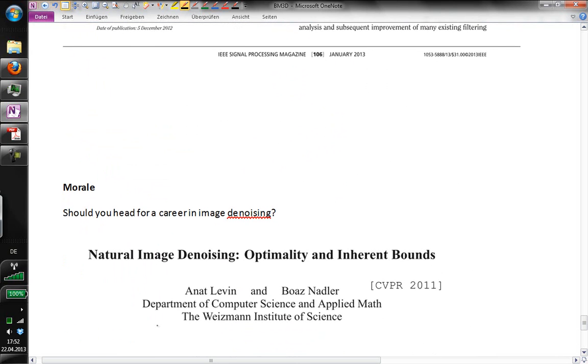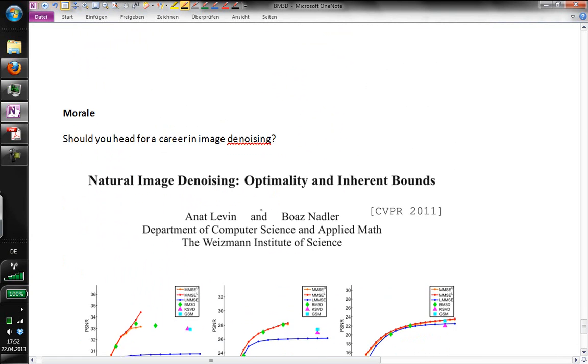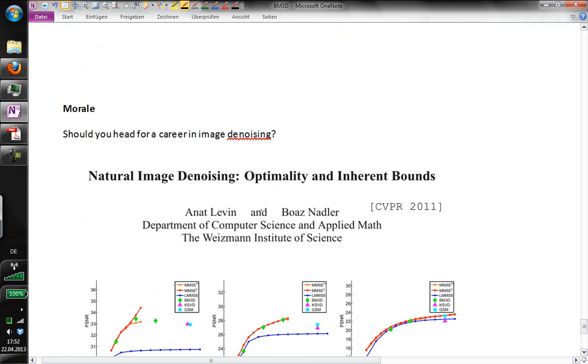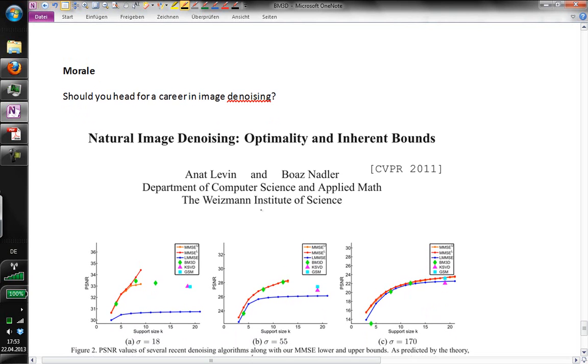So, I repeat the question by Boaz Nadler: should you go for a career in image denoising? They have a paper out in 2011, Boaz Nadler and Anat Levin, where they say that at least for small patch sizes, we are pretty much at the limit. So they use a non-parametric model and offer an upper and a lower bound.